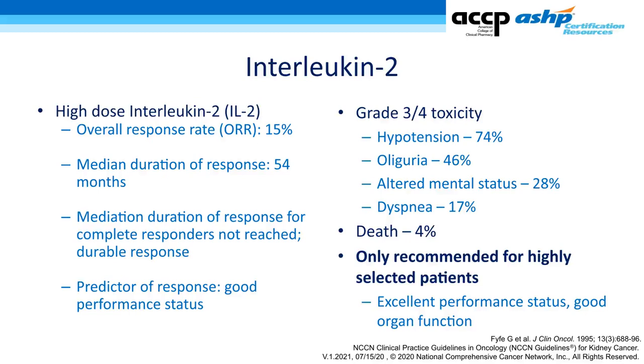Well, I mentioned that BCG was one of the earliest forms of immunotherapy. So was interleukin-2. High-dose IL-2 produced relatively low response rates of 15%. But in those who had a response, the median duration of response was 54 months, which is excellent. That's the good. The bad is this is extremely toxic to dump a big dose of a cytokine into your blood, with 74% of patients having grade 3 or 4 hypotension.